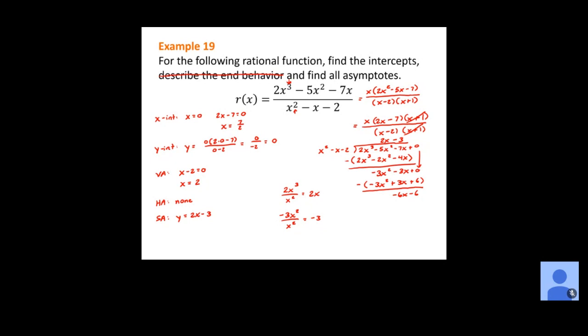And again, on a question like that, that's all I'm looking for. Can you simplify the rational expression? Can you find the x and y intercepts? And can you find all the asymptotes?